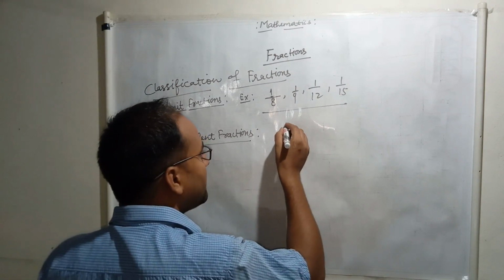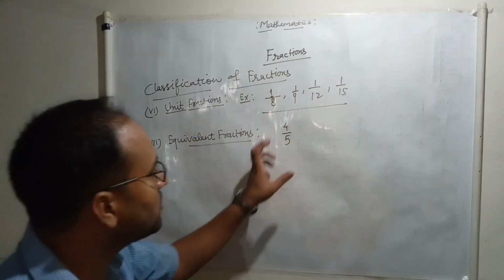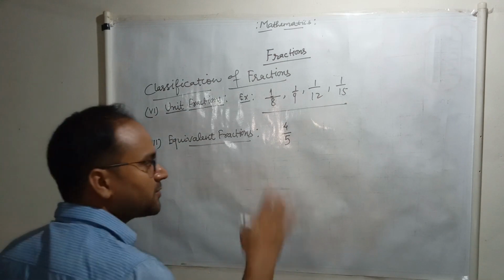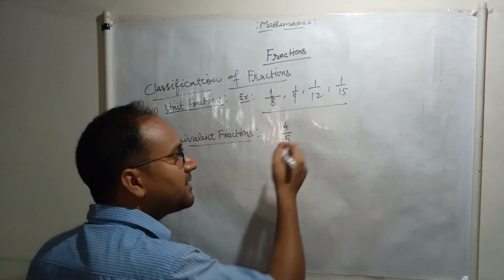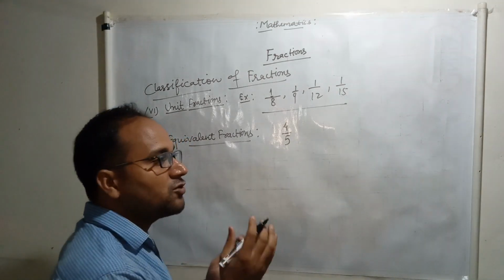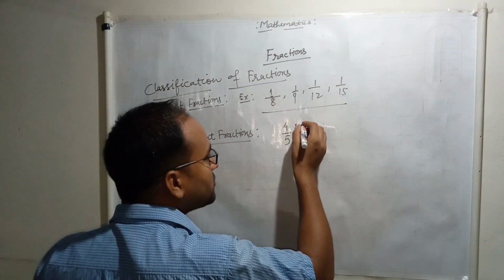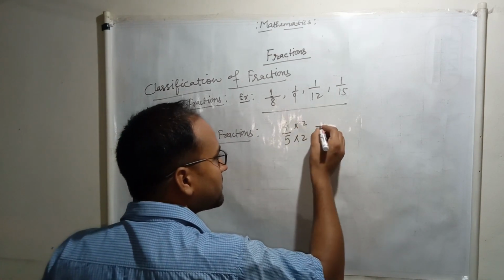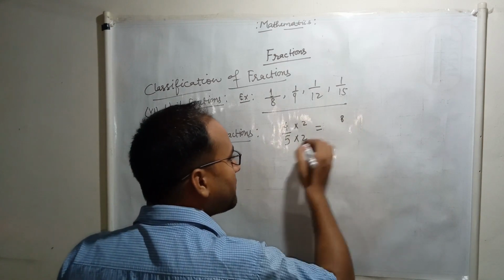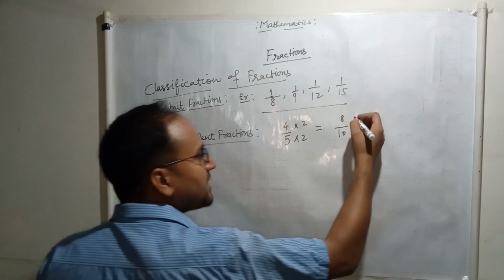Suppose I have taken 4 upon 5. I want to write one equivalent fraction of this 4 upon 5. The first case is multiplying by the same non-zero number. Non-zero means the value is not equal to 0. I am going to multiply by 2 in the numerator as well as the denominator. 4 2s are 8 and 5 2s are 10. So I get 8 upon 10.